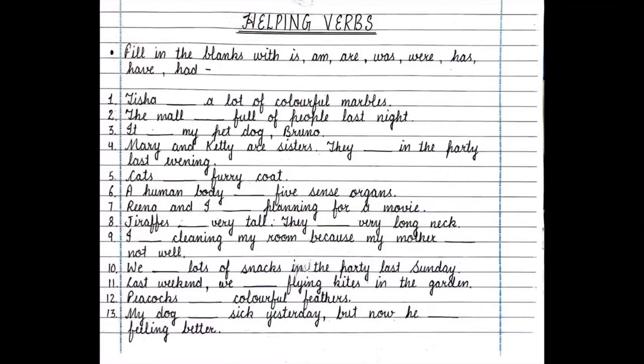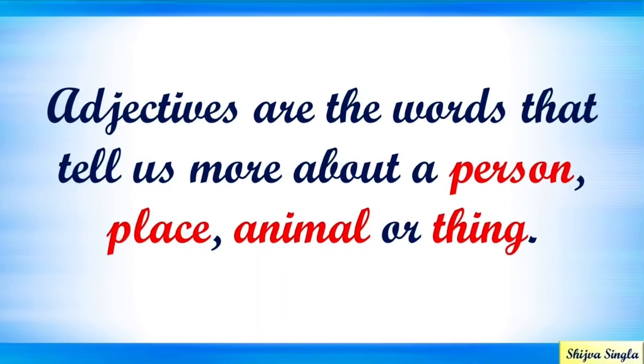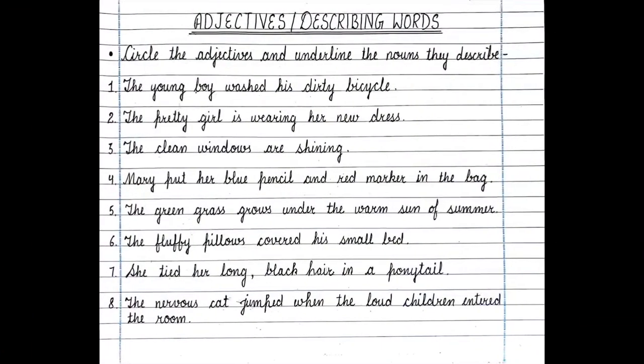Alright? Similarly, just try the rest of the worksheet as well. Now, moving on to the next topic, that is adjectives, or you can say describing words. Next worksheets are related to this topic. So, adjectives are the words that tell us more about a person, place, animal, or thing. Ultimately, adjectives or describing words tell us more about a noun or a pronoun. Fine? So, have a look at the first worksheet of adjectives.